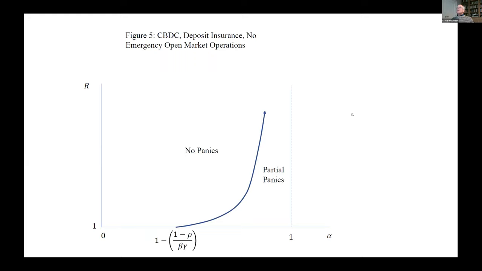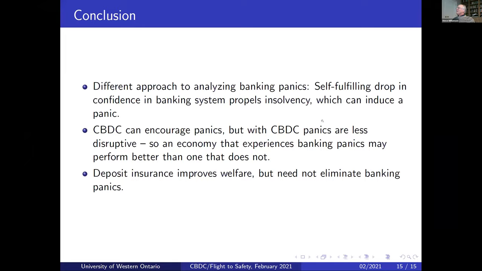Here's everything in there. Deposit insurance and CBDC issue gives you the same flavor of results, but it's an even smaller region where you get the panics. You throw everything in, with the CBDC and deposit insurance and emergency open market operations, that'll actually give you multiple equilibria. People are behaving differently across these equilibria. There are some cases where the policies will give you multiple equilibria, even though in the fundamental model with no intervention, you get determinacy.